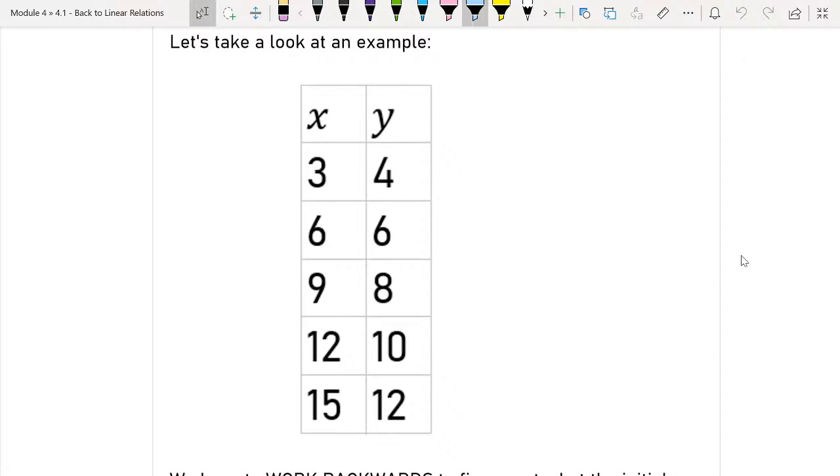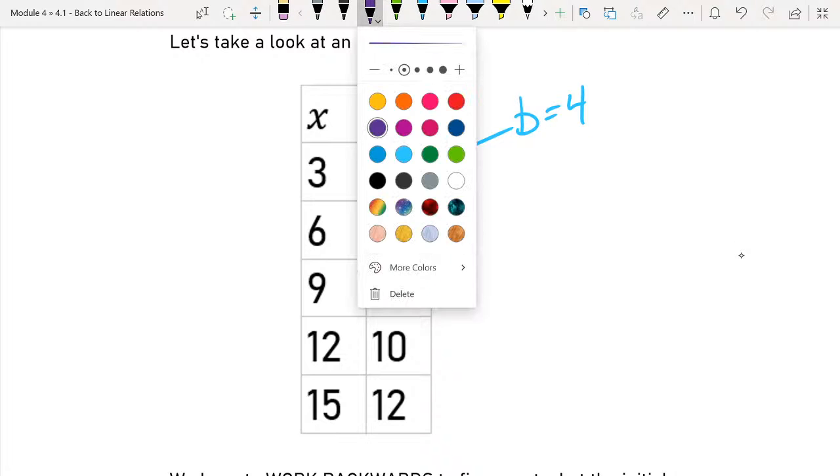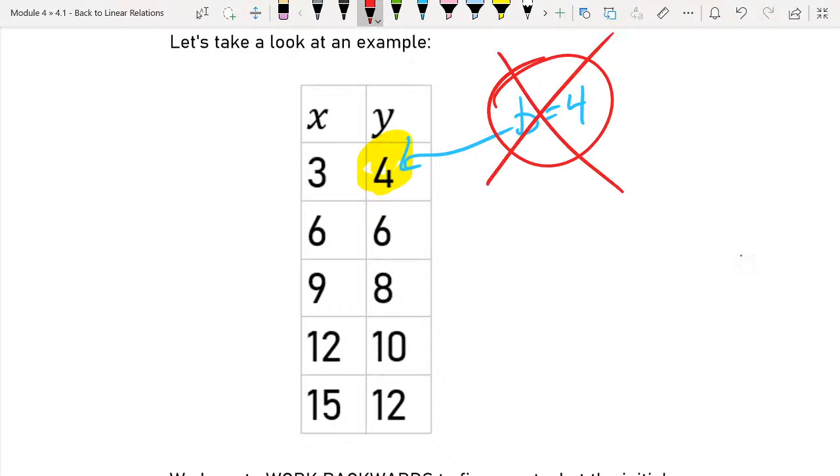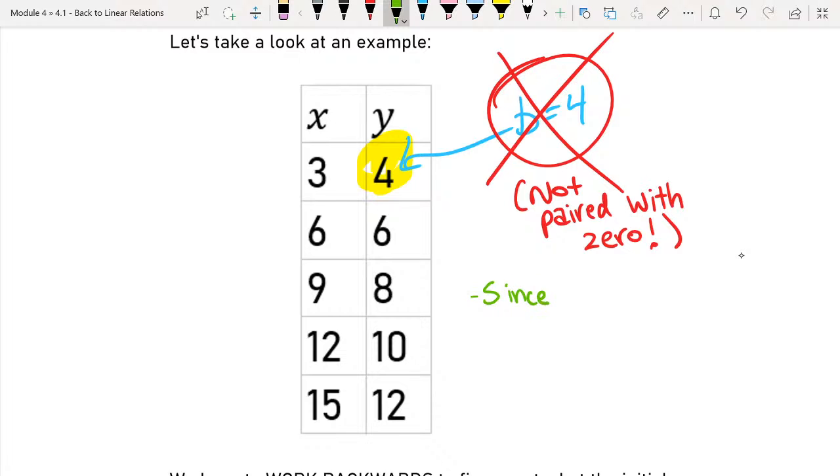If I look at this table of values, your instinct might be to go, okay, the initial value is 4. But that's not true. That is not correct. And the reason it's not correct is because it's not paired with 0. So what do we have to do then? Well, since 0 isn't on the table, let's put it there.